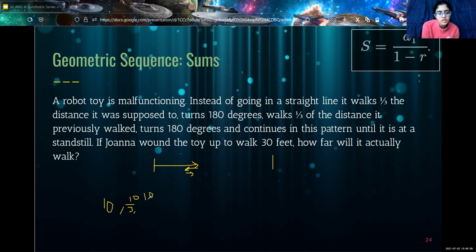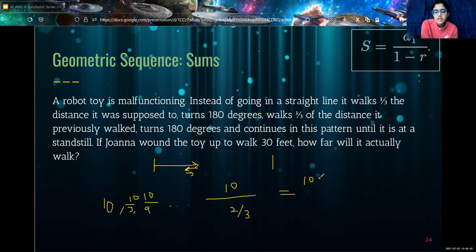You would multiply it by 1/3, so you would get this, right? So you have to add 10, 10 thirds, 10 ninths, and so on and so forth, an infinite geometric sequence, right? So you get A1, the first term, which is 10, divided by 1 minus the common ratio. Now we can see the common ratio is 1/3, so we do 1 minus 1/3. So you get 2/3.